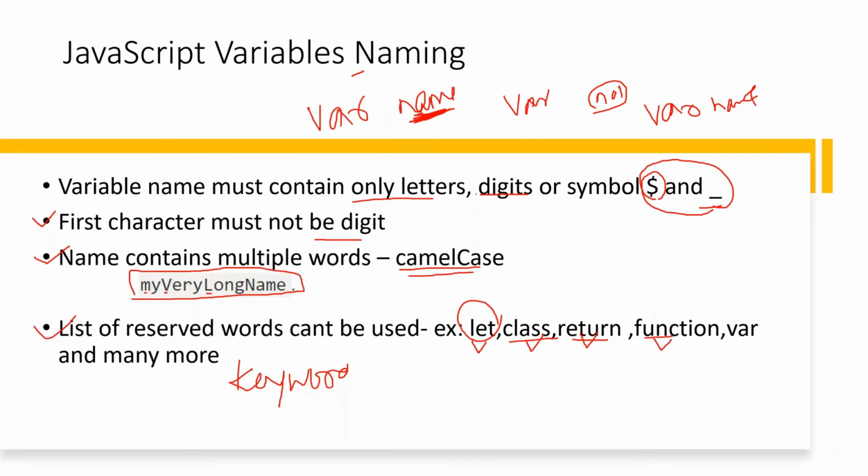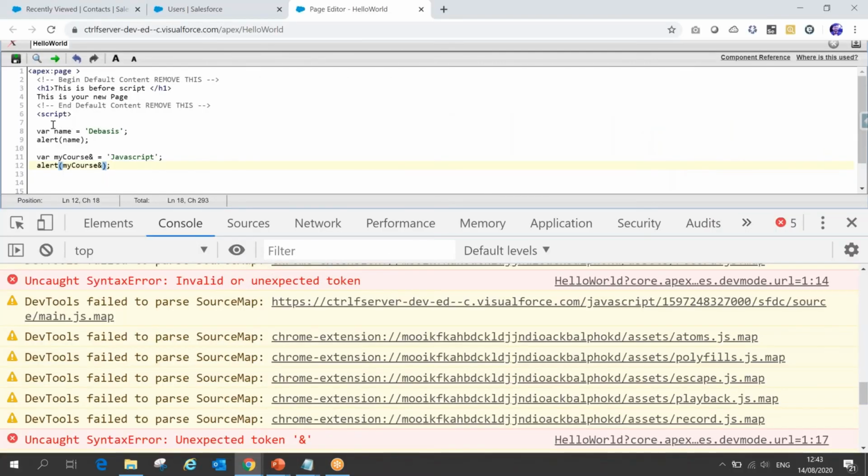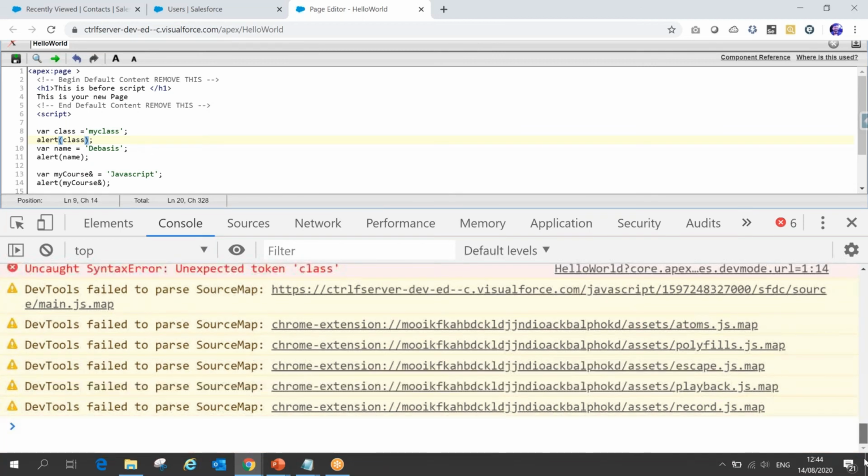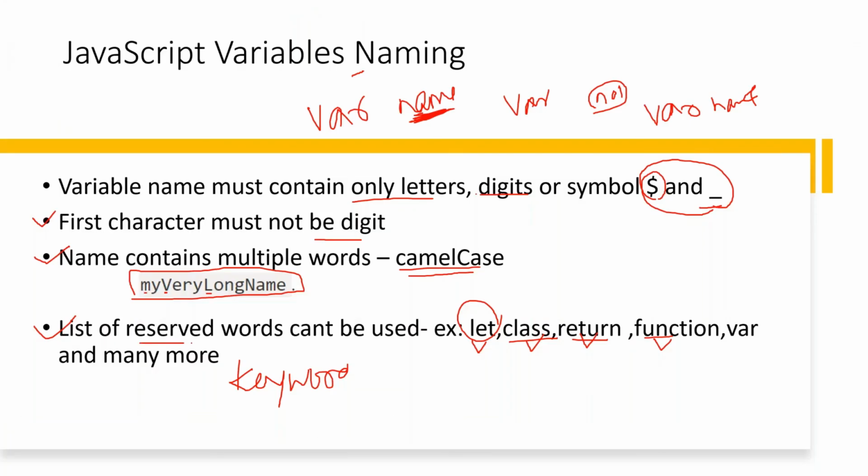For example, if I try to create a variable, let's consider here I am going to create a variable named let, or I can say class. If I try to put my class, I'm just going to put an alert statement for the reserved word. If I try to save, nothing is going to happen. If you see the console, we get the error message: unexpected token class. So we cannot use keywords or reserved words as a variable name.